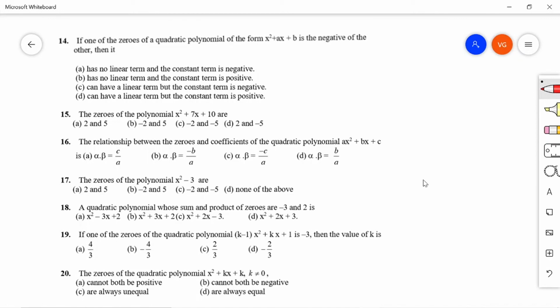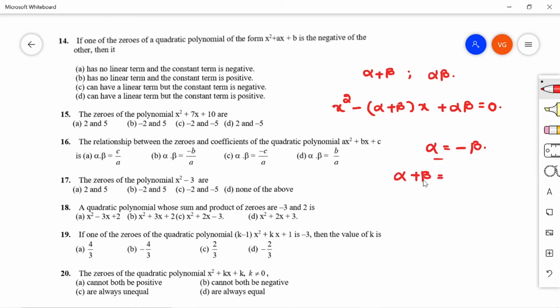Suppose the sum of the zeros is alpha plus beta, and the product of zeros is alpha beta, right? If you know the sum and product, then any quadratic equation can be written as x squared minus (alpha plus beta) x plus alpha beta equal to 0. They have given the zeros. One zero is the negative of the other zero. So alpha is, say, minus beta. Then what happens to alpha plus beta? In place of alpha put minus beta. So alpha plus beta will be 0.